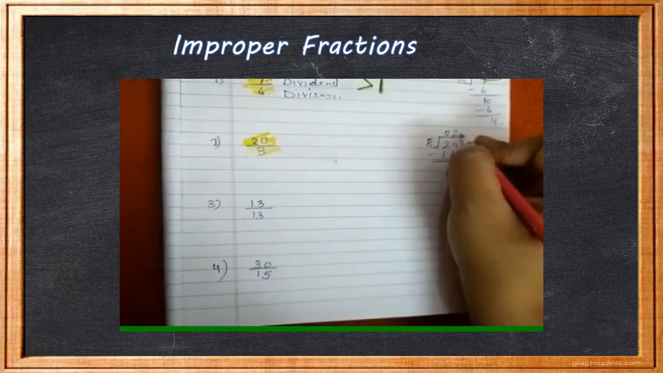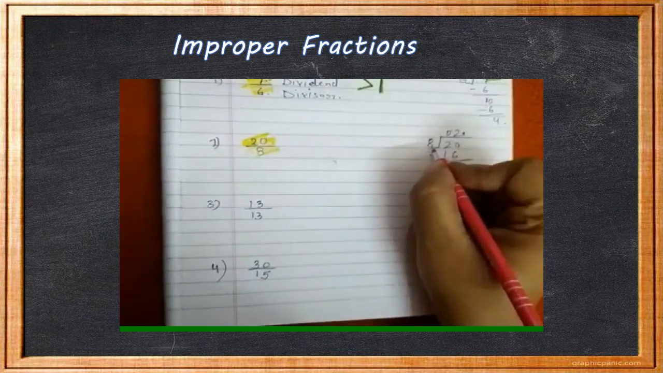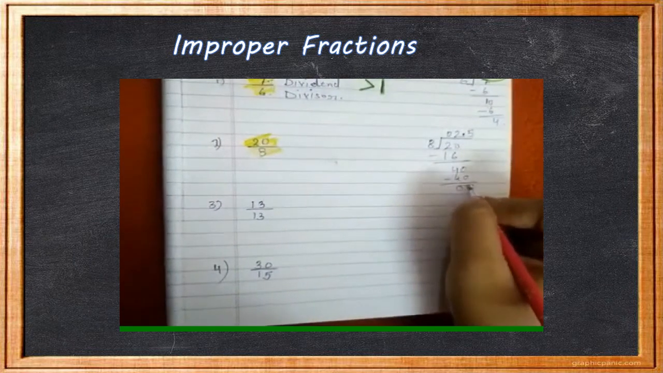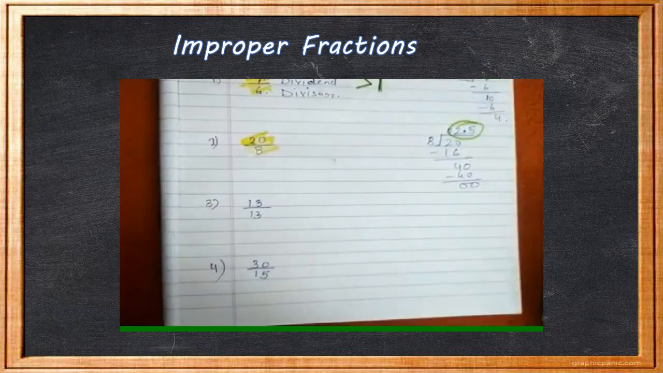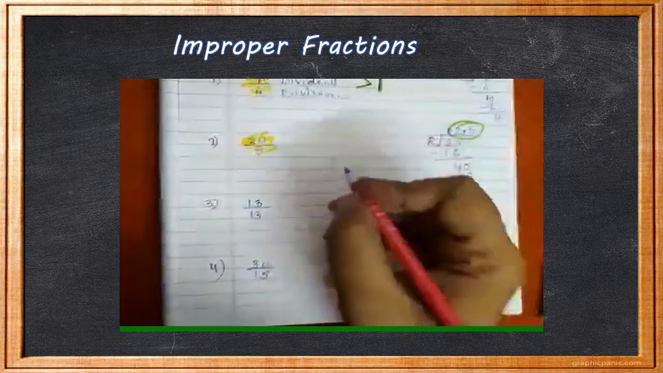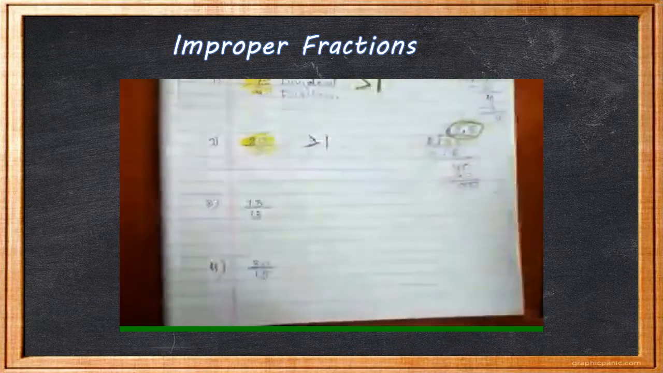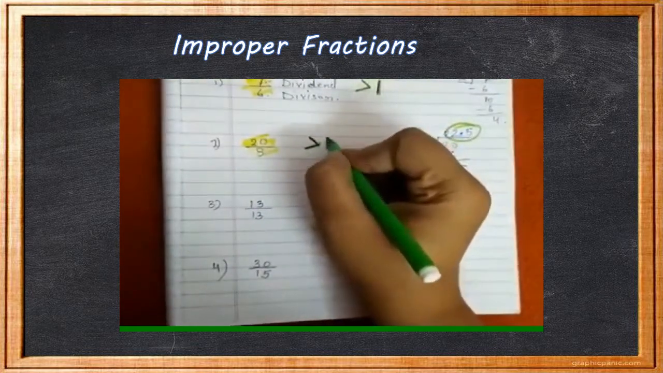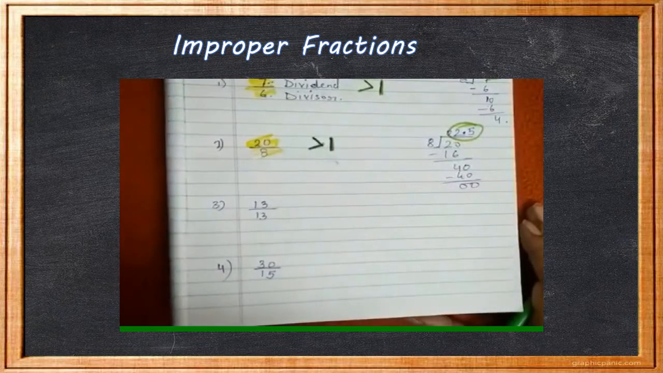But no number is left, so I'll be putting a decimal here. So here I can put 0. 8 5s are 40. Yes, 0. So children, here you can see it is greater than 1. 2.5 is greater than 1. Again, improper fraction is greater than 1. Proves right. Improper fraction is always greater than 1 or it is equal to 1.